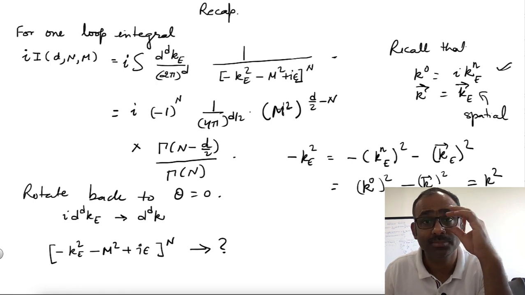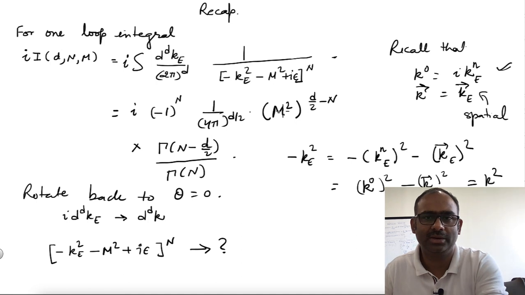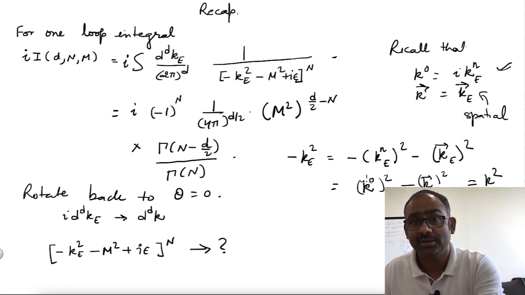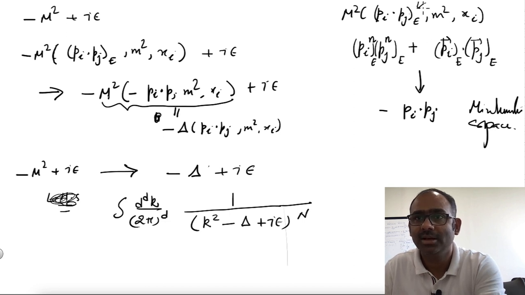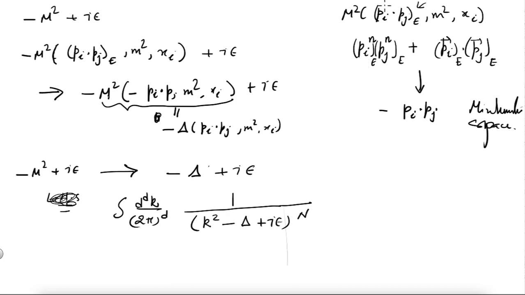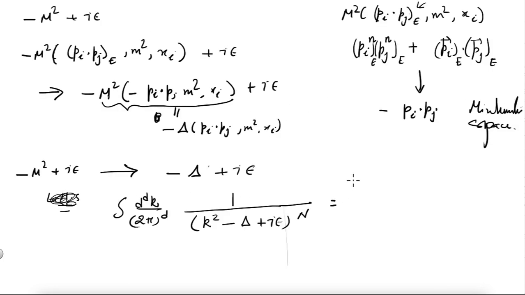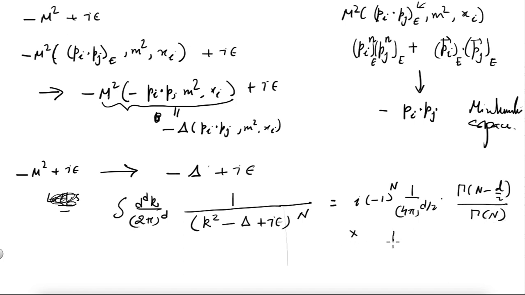So, all I have to do is take this m square and continue it, and I already know what m square becomes. M square is what I call delta. Okay, just replace wherever in m square you have these things, and continue it to the Minkowski space. So, this will be the replacement, and here I will get the same, everything will be same except m square will be replaced by delta. So, you get I times minus 1 power n 1 over 4 pi d over 2 gamma n minus d over 2 over gamma n times 1 over delta minus I epsilon. Okay. You will see that you get a minus I epsilon, okay, because I am pulling out that minus sign.